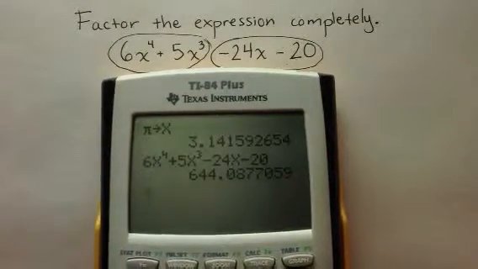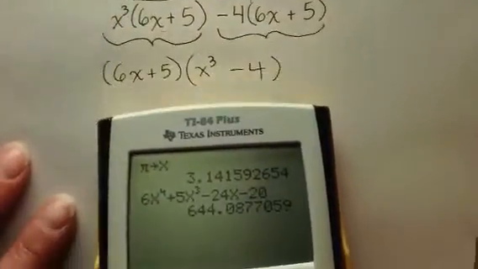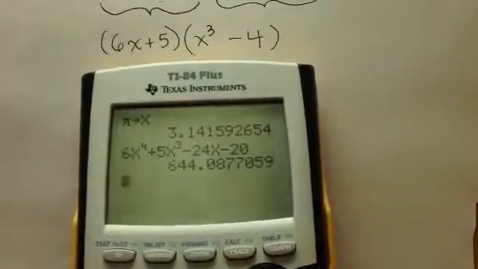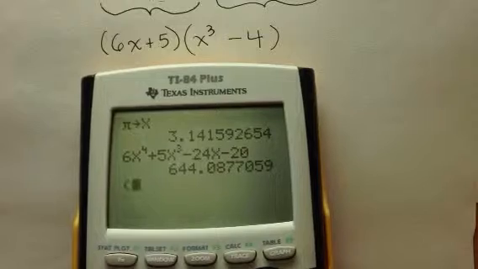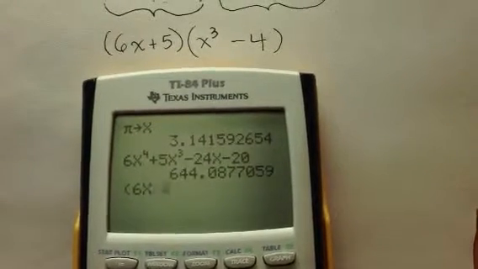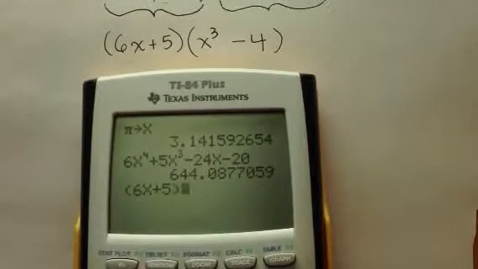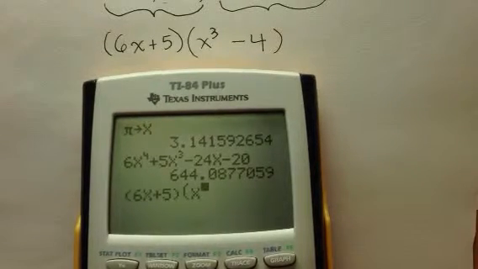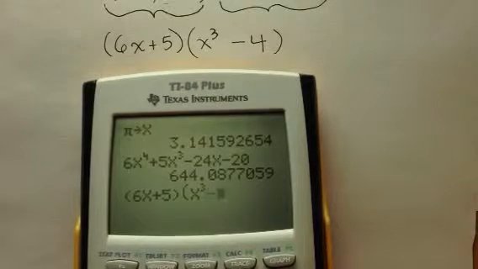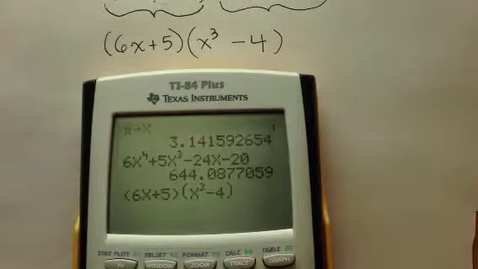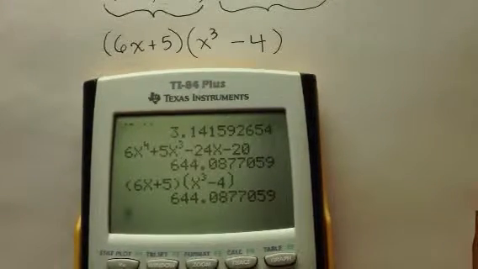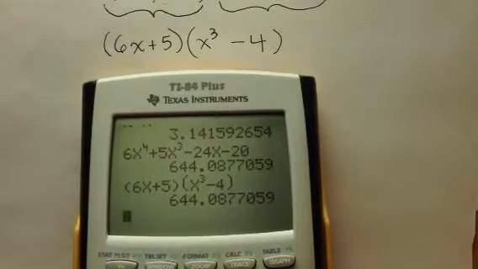And now, if I'm correct, when I put in the simplified answer I got, these 2 should be equivalent. 6x plus 5 times x to the 3rd power minus 4. Okay, they're equivalent. So I know that I factored correctly.